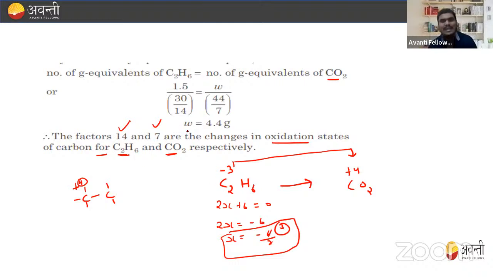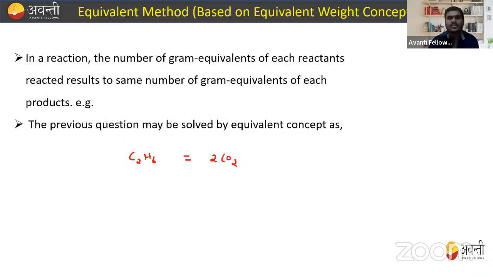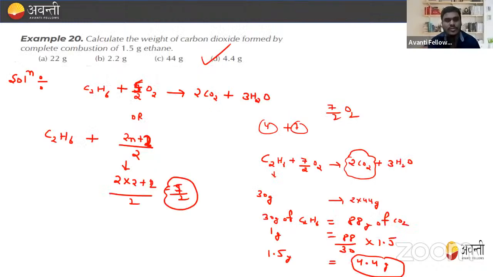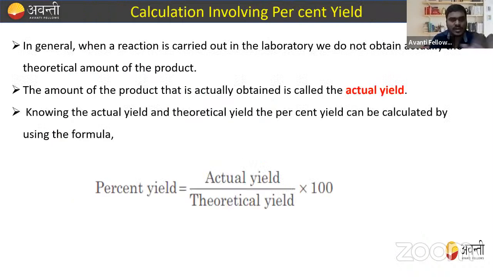So this is how we can calculate the equivalent factors for C2H6 and CO2. This comes out to be 14 and 7. Just dividing the molecular mass by 14 and 7, we get the weight equal to 4.4 gram. Is it clear to you? Yes. So we can solve this question by using the equivalent concept as well. It is totally up to you whether you solve this question by this method or by using the equivalent concept.